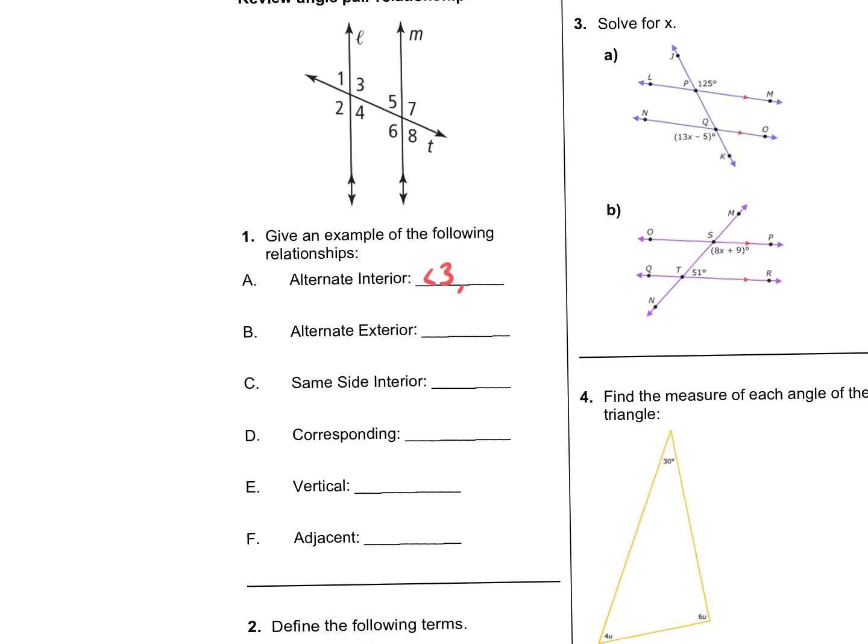So angle 3 and angle 6. What do we know about alternate interior angles? What do we know about their angle measures? They are congruent. They're the same. Yep. So we know alternate interior angles are congruent to each other. Alternate exterior. Give me an example. 1 and 8. I hear 1 and 8. Is there another one? 2 and 7. Also 2 and 7. Good. What do we know about alternate exterior angles? They are congruent again. Good.